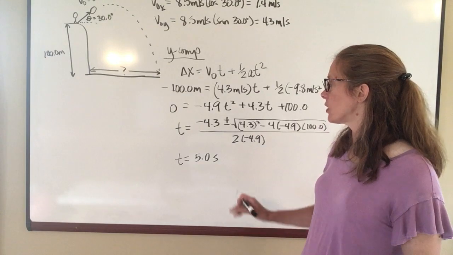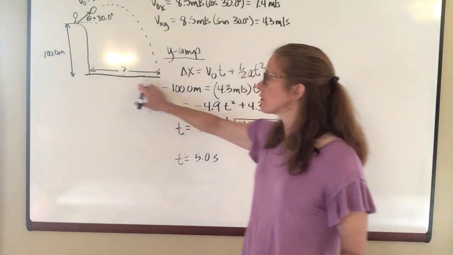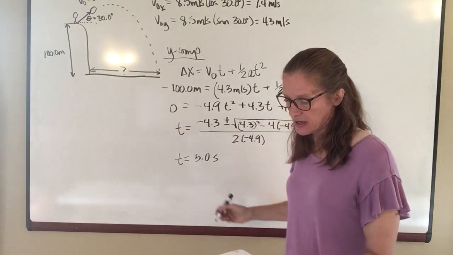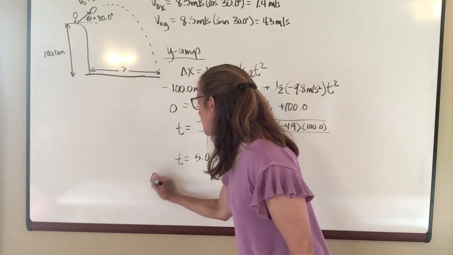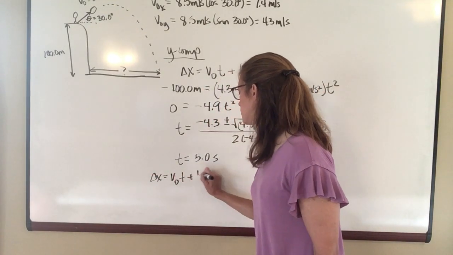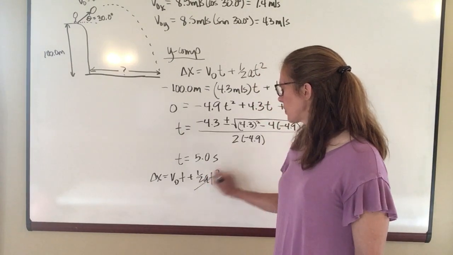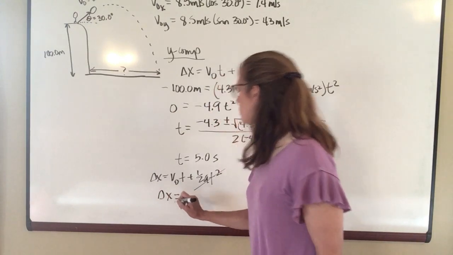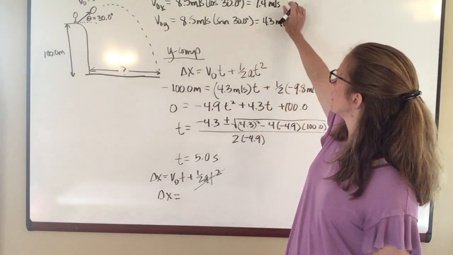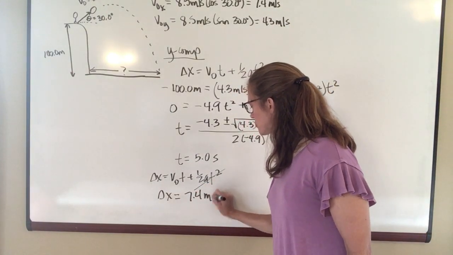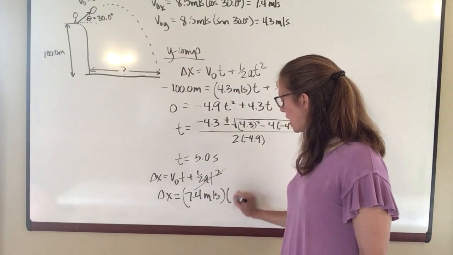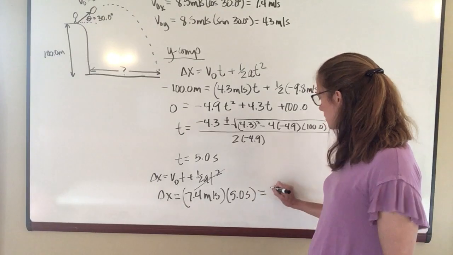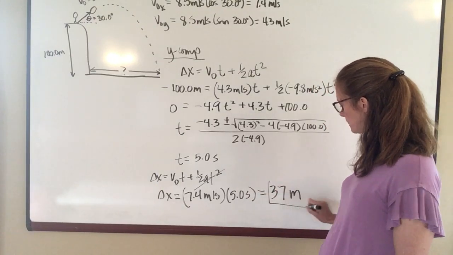Okay? So now that I know the time, finding out the x component of the displacement is easy because I'm just going to be able to use, again, delta x equals v sub 0 t plus 1/2 a t squared. There's no acceleration in the horizontal direction, so that piece drops out. So delta x equals the initial velocity in the x direction, which is 7.4 meters per second, and I figured out that the time was 5 seconds. And so my horizontal displacement comes up to be 37 meters.